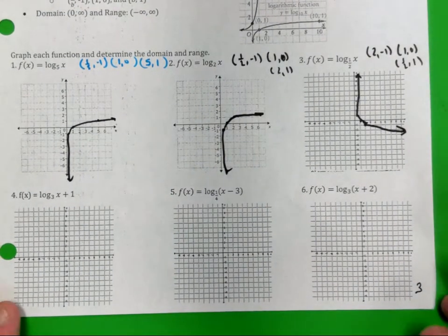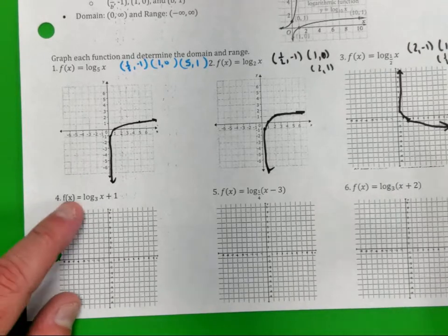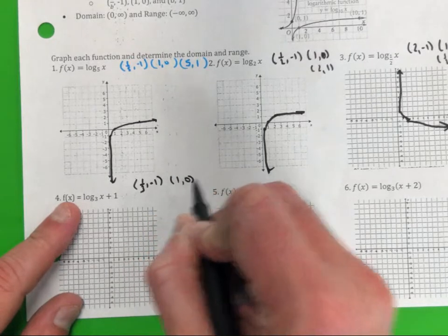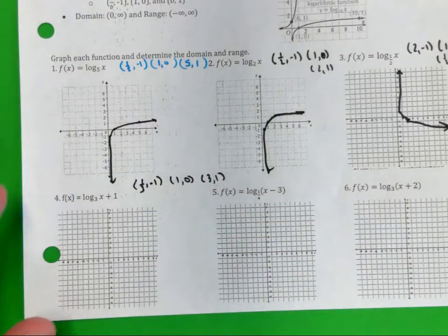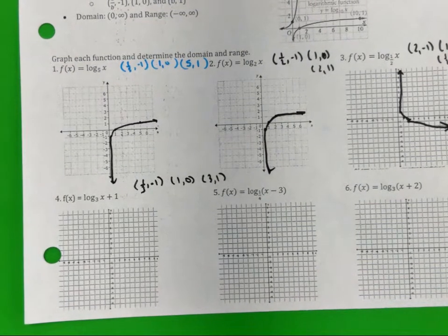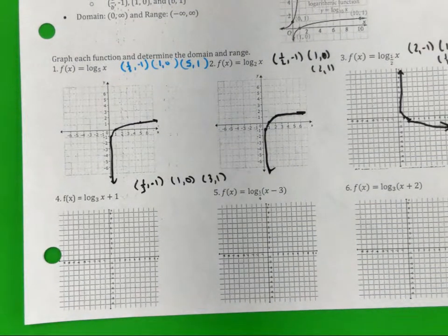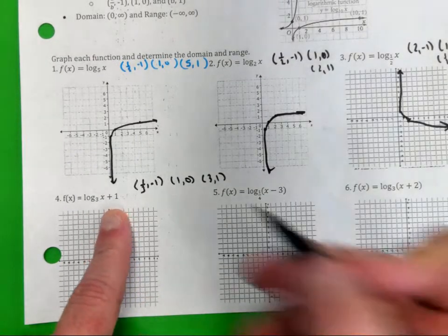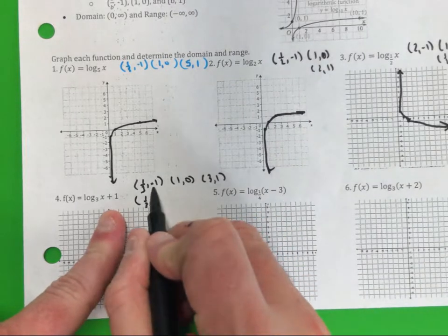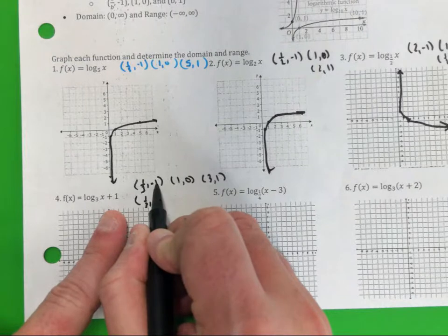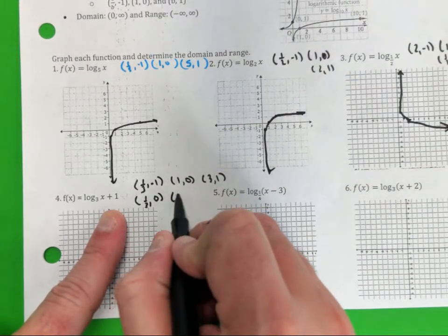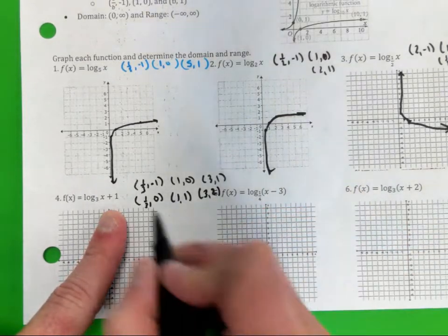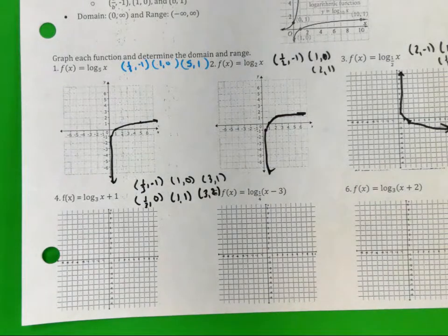All right, number 4. So what you do on number 4, guys, is you list your 3 pairs just like you would. So that'd be 1/3, comma, -1, 1, 0, 3, 1. Just as if you were graphing that normal. Now, the +1, is that going to affect your x or y values? So what do you think I'm going to do? Add 1 to each of my y values. So -1 plus 1 is 0. 0 plus 1 is 1. 1 plus 1 is 2.